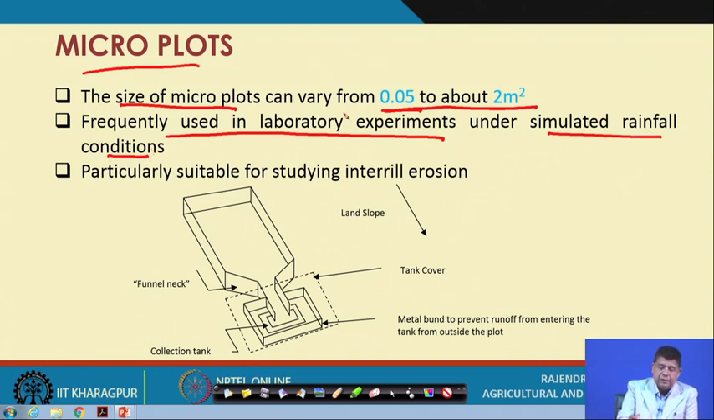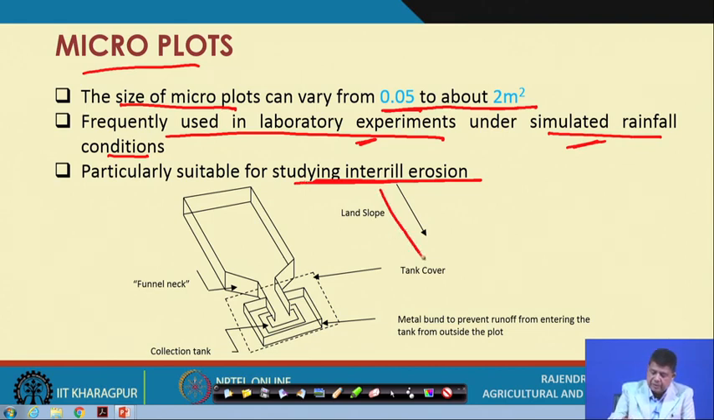So, micro plots are typically used in laboratory experiments and with simulated rainfall conditions, and they are particularly suitable for studying interrill erosion. We saw various kinds of erosion processes. For interrill erosion, micro plots are very suitable, and this is the typical diagram of a micro plot.